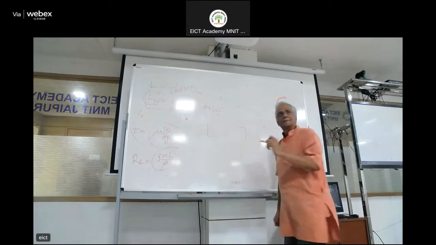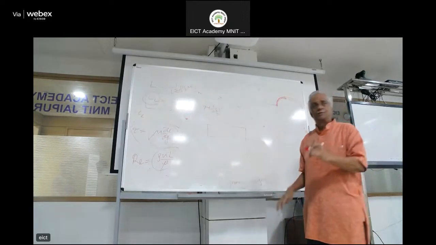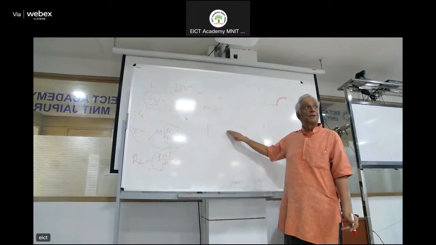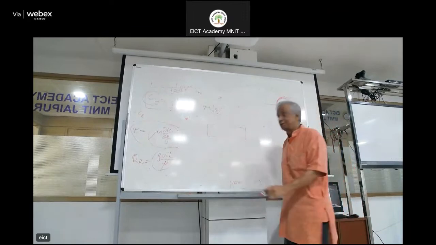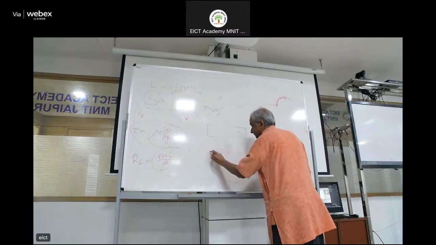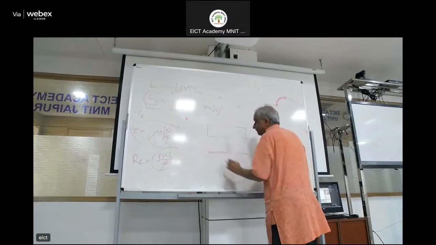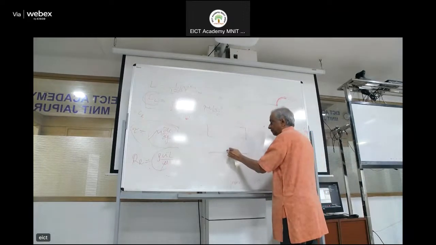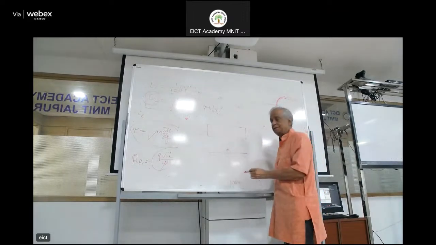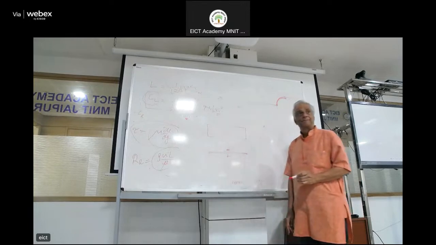I draw the wing along the projected platform. The top surface is low pressure, and the bottom surface is high pressure. This is the end view of the wing. The top surface is low pressure, I'll indicate a minus. The bottom surface is high pressure.